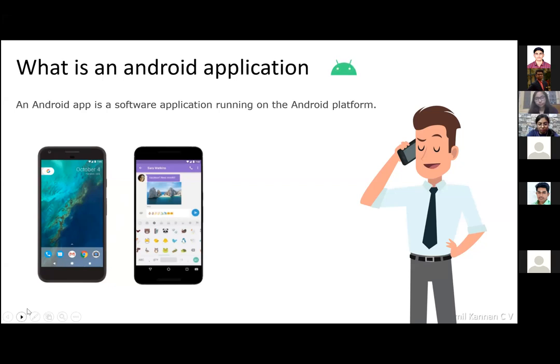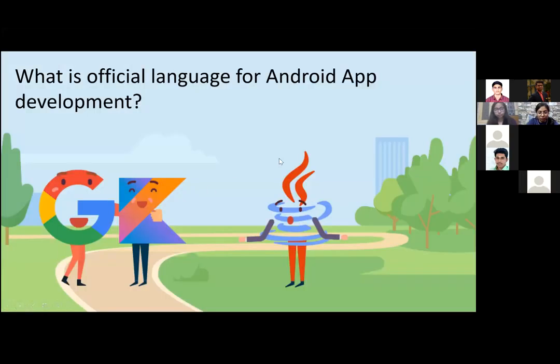So how can we develop an Android application? We use two kinds of languages, Kotlin and Java. As Kritik said, Kotlin is a very useful and very simple language for developing Android applications. So Google officially prefers Kotlin for developing Android applications. Does anyone know why Google is preferring Kotlin over Java?